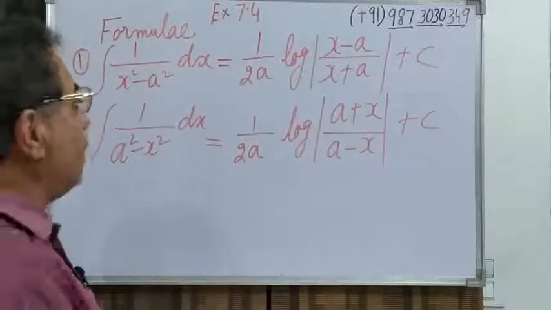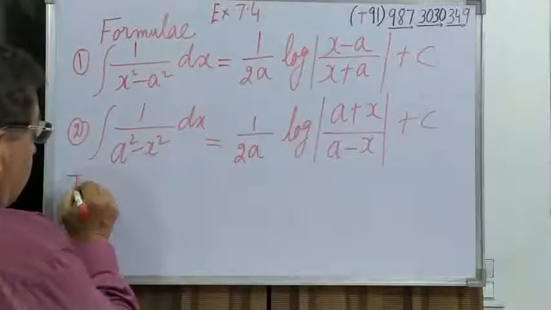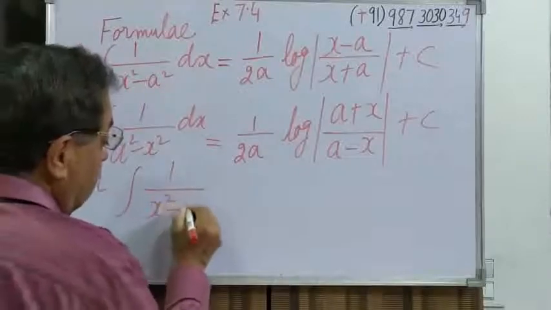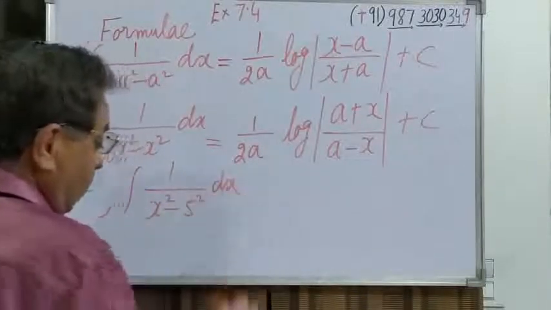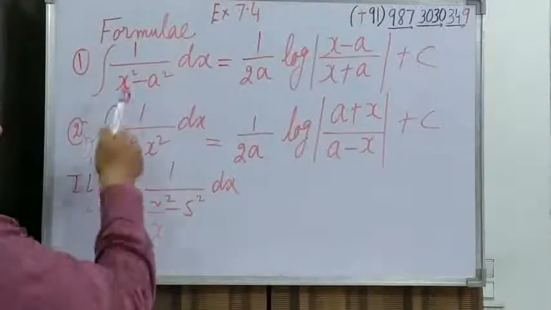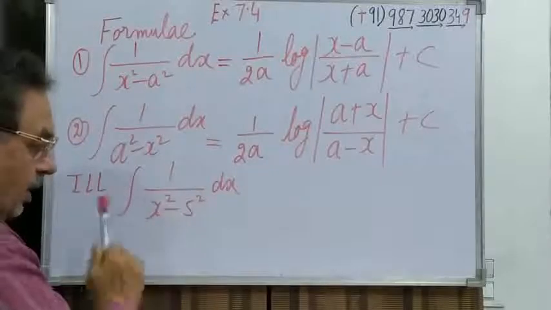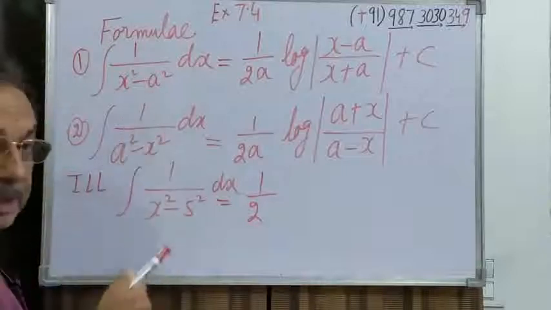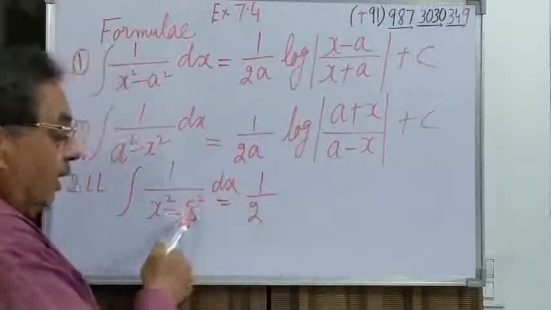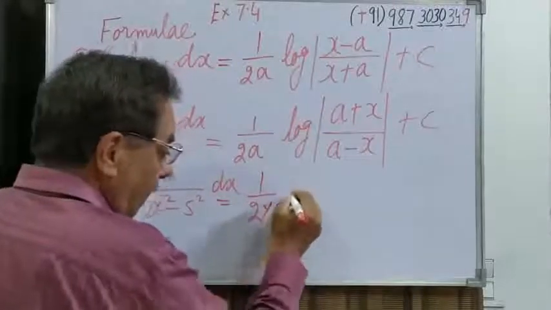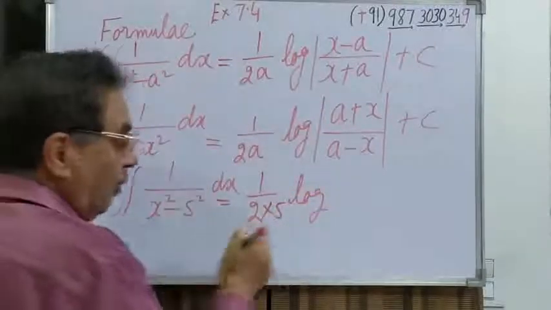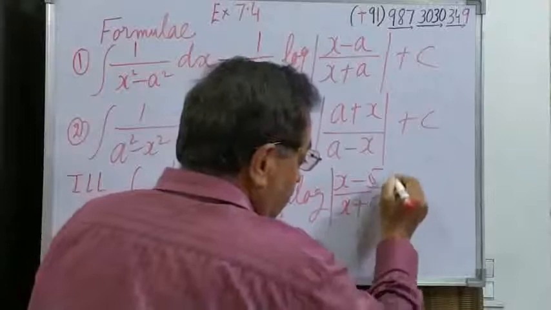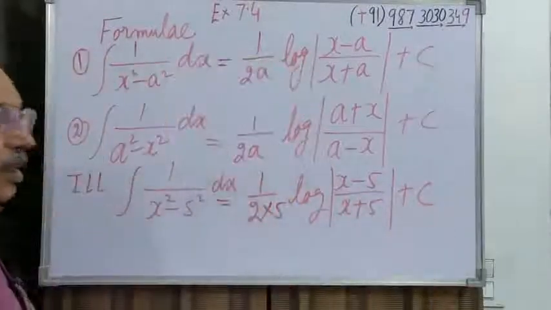Now I give you an illustration. Suppose somebody asks you to integrate 1 upon x square minus 5 square dx. Clearly it is similar to the first formula. Accordingly, 1 upon 2a, where a here is 5 because it is 5 square, so 2 into 5, log of x minus a, that is x minus 5, divided by x plus 5, plus c. So this is the answer for this one.